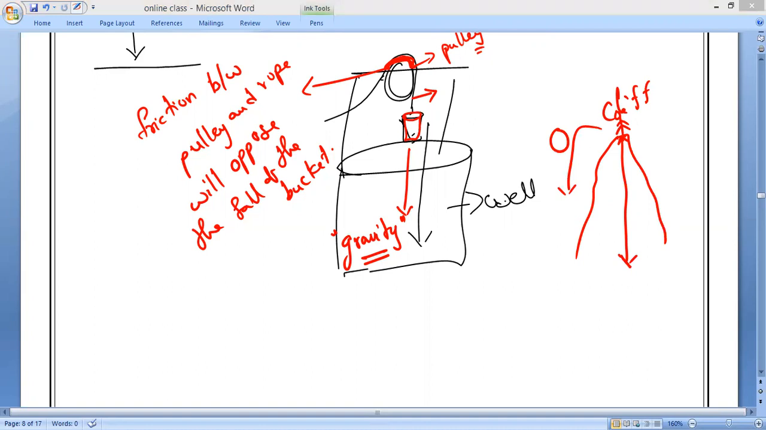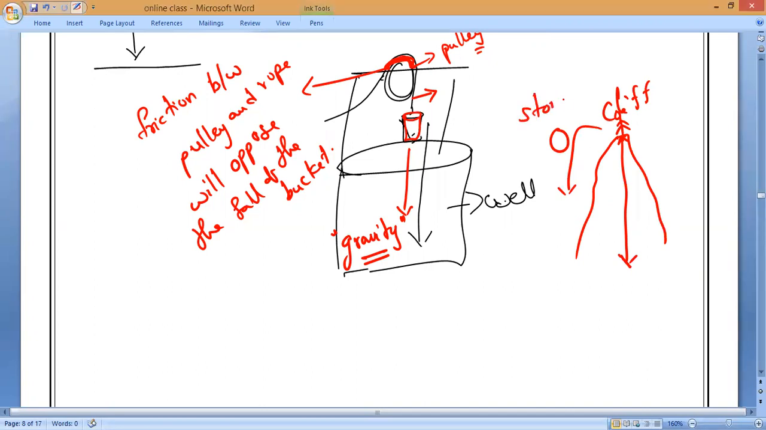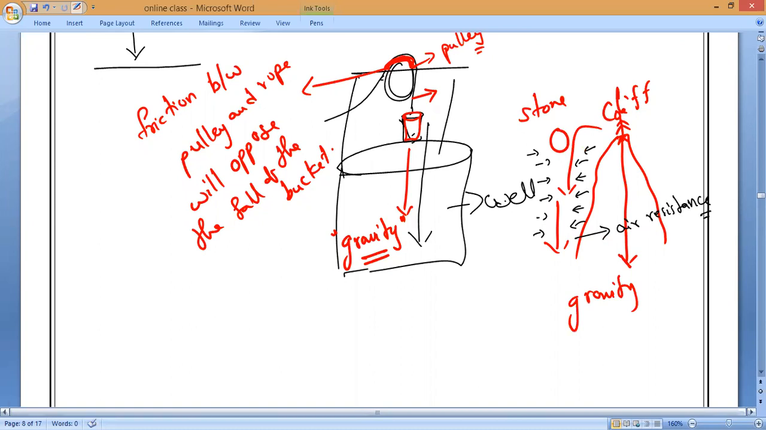Now you tell me, in addition to gravity, one more force is acting on it. Of course, gravity is acting, but along with that, one more force is acting on the stone. Can you tell me what that is? Frictional force. What is the frictional force acting? Air resistance. So another force which is acting is air resistance.